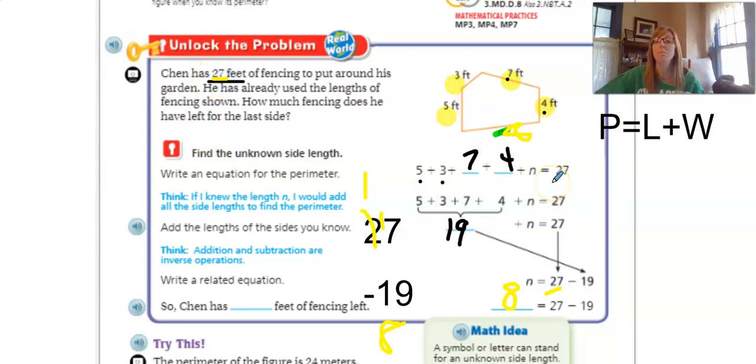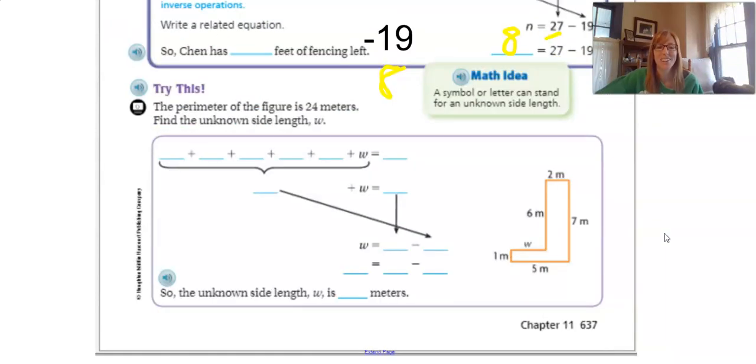We found the missing number by just adding all these sides up and then subtracting it from the total amount we already know is the perimeter. All right, so we're going to do this again. The perimeter of the figure is 24 meters around. We're going to start right here, from this corner to this corner is 6. So we need to put a 6 over here.